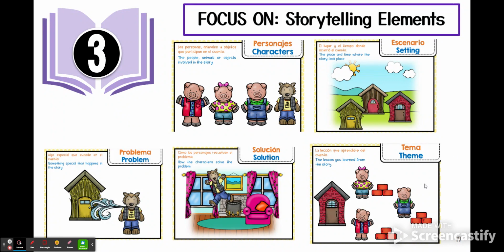And another element that you often talk about with older students as they continue in elementary school is the theme or the lesson that they learn from the story. That is often something that you take away from the story that you can apply to your own life. So maybe in the story of the Three Little Pigs, the theme is about how we can work together to solve a problem, right? Even though we're not in the story, we're not the three little pigs, right, fighting the big bad wolf, but we can still learn something from the story, and that is the theme.